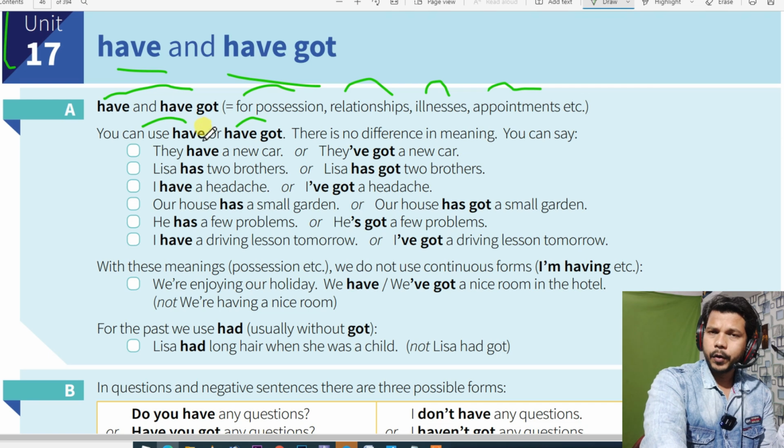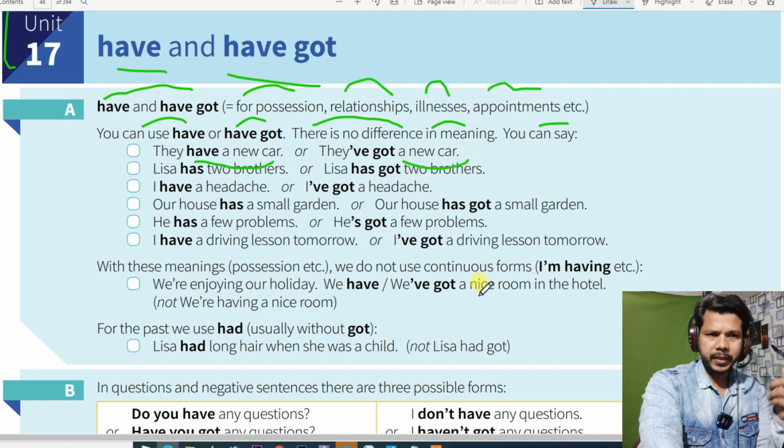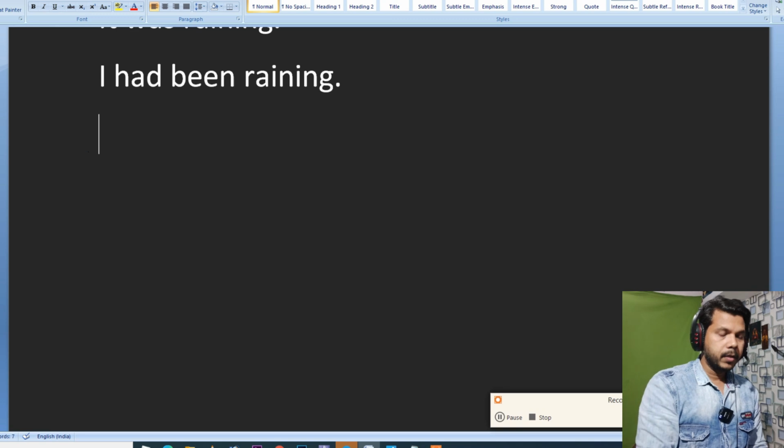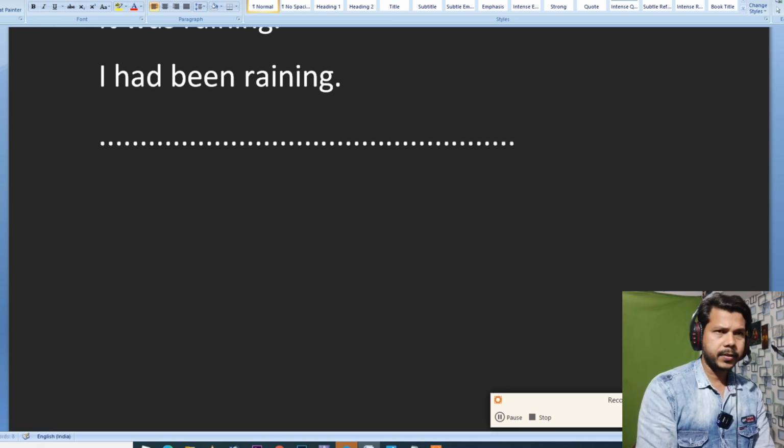Either use have or you can say have got. There is no difference in meaning. No difference at all. You can say they have a new car or you can say they have got a new car. Let me write something here for you. So we will talk about possession guys.